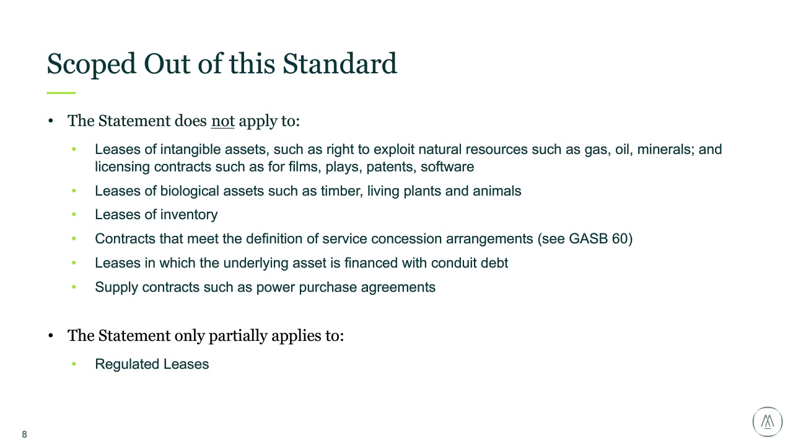They've also noted, rightly so, that any type of lease where the underlying asset is financed by conduit debt, because conduit debt is on behalf of another entity, the assumption there is that the asset would also be related to that. And for those of you electric utilities on the line, you'll be pleased to know that any type of supply contract, power purchase agreements, those are definitely scoped out of this standard as well. This statement only partially applies to regulated leases.